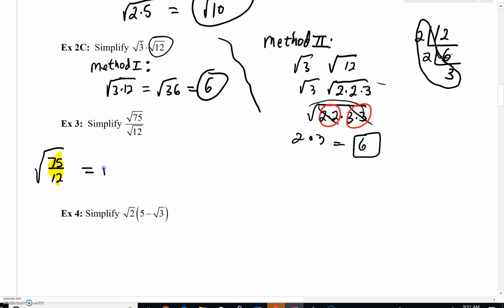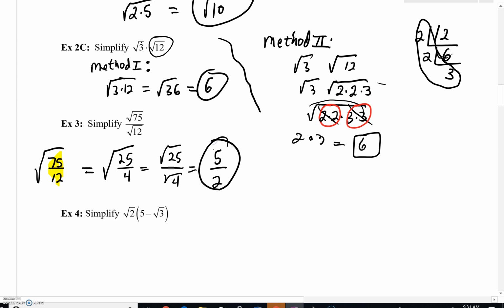So you're really dealing with the square root of 25 over 4, which is really the square root of 25 over the square root of 4. Final answer would be a 5 over 2. So that can be done pretty quickly.